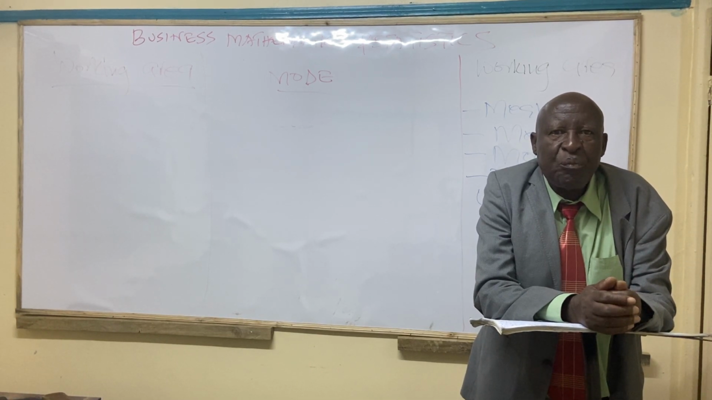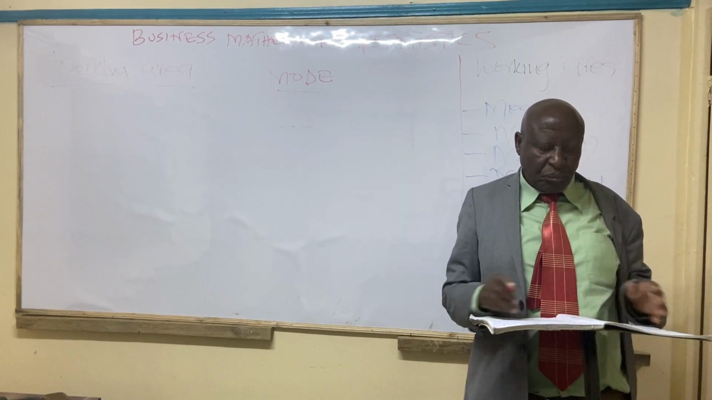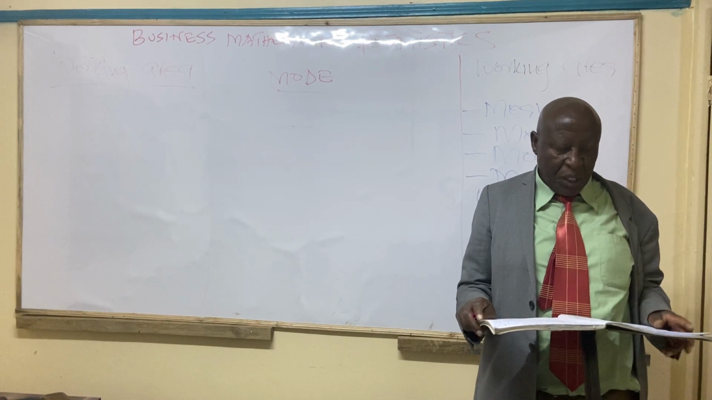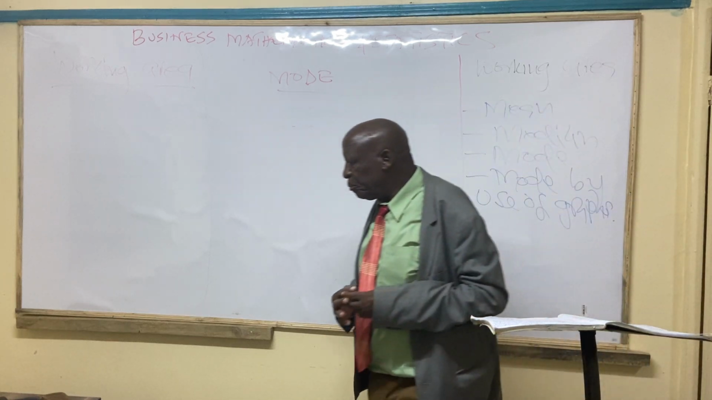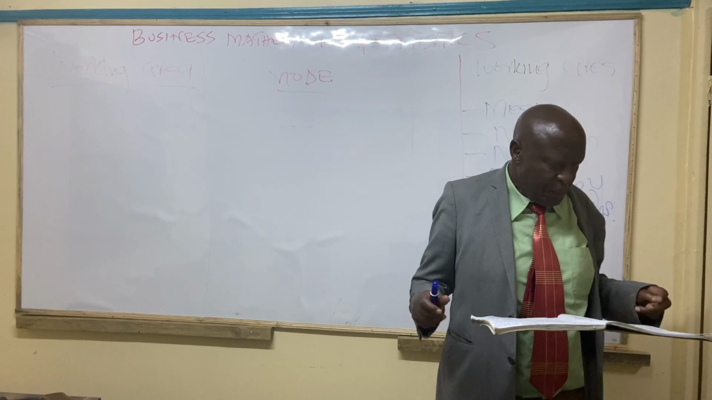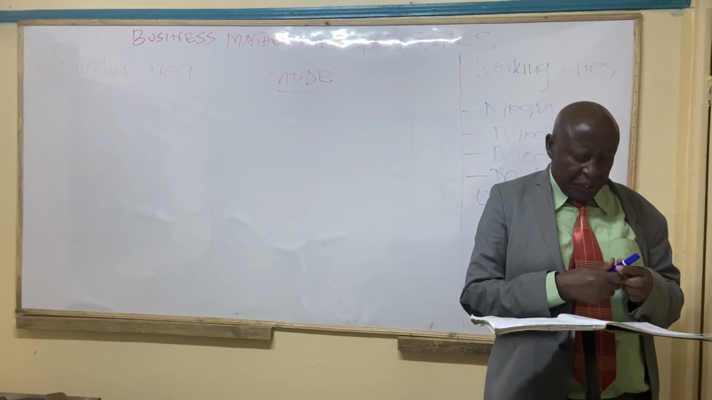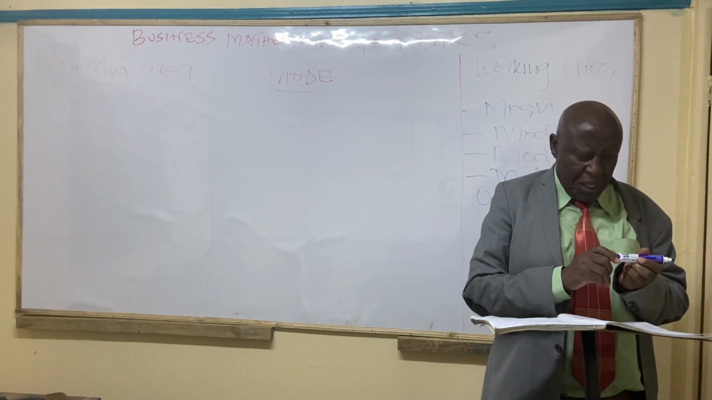The other day, we were looking at mean. We went ahead and looked at median. Today, we are going to look at mode, the most occurring number in a frequency. The most occurring number in a given data could be like this.